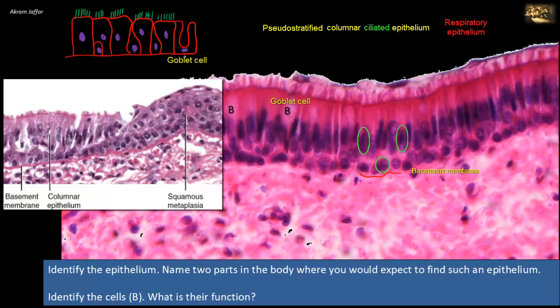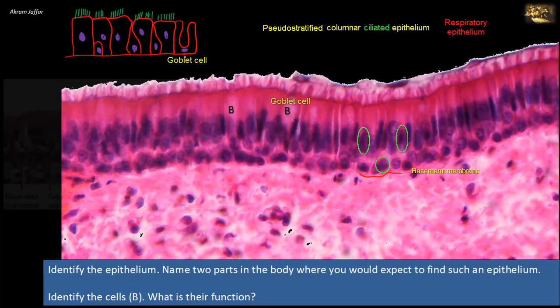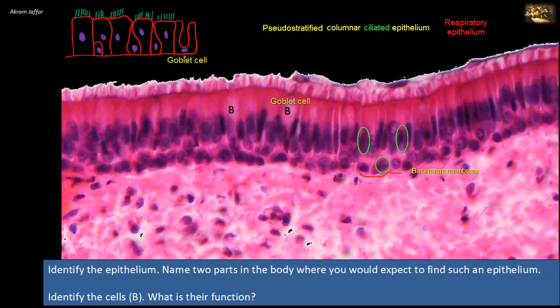Prolonged and repeated damage results in the replacement of ciliated epithelium by squamous epithelium. This is called squamous metaplasia. In contrast to the ciliated cells, the number of goblet cells increases during chronic irritation of the air passages, and this will result in a thicker layer of mucus in order to trap irritants. But the reduced number of cilia retards the rate of mucus elimination, resulting in congestion.